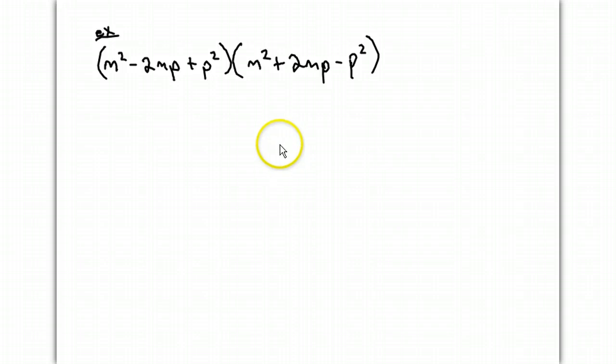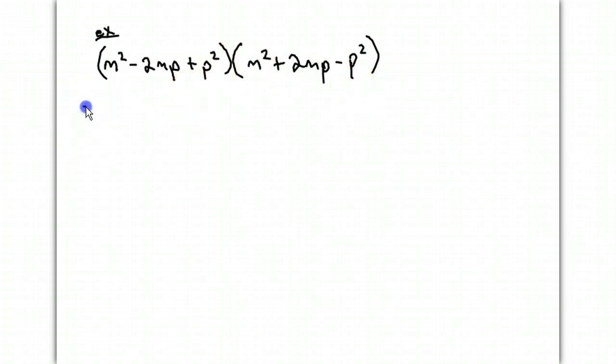Okay, last one. This one's a little long, so let's say we have m to the second power minus 2mp plus p to the second power. And we're multiplying that times m to the second power plus 2mp minus p to the second power. So, again, you pick one set of parentheses. Usually it's safer to pick the first set. And you take each term and multiply times everything in the second set of parentheses.